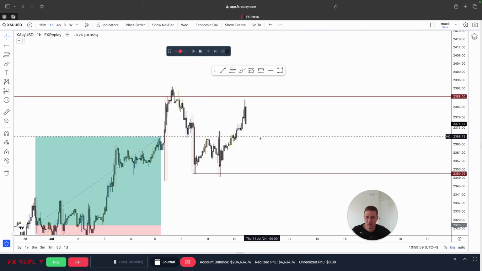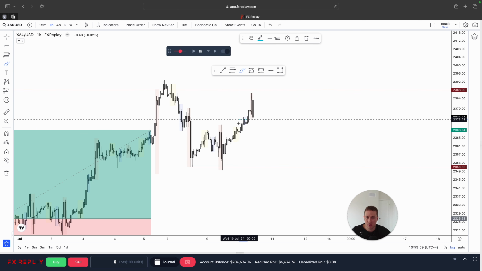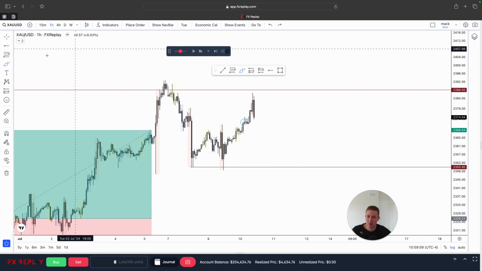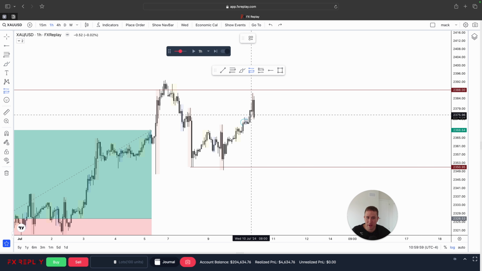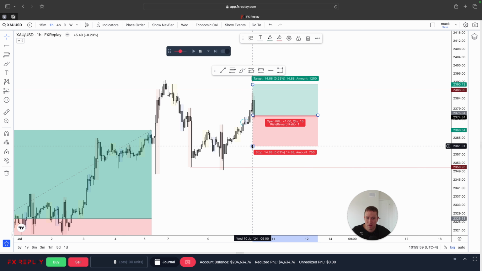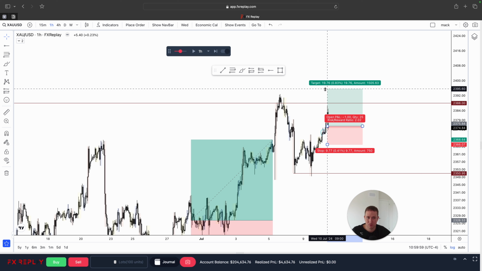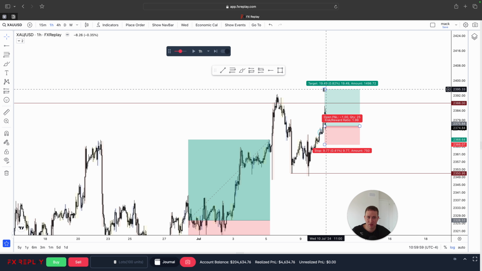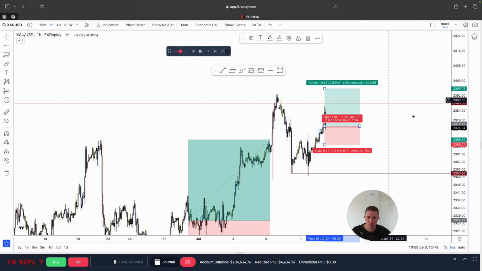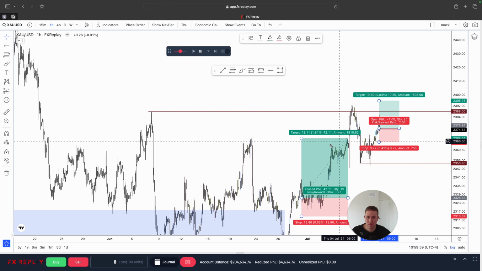Okay, this is nice. So look, we've had this area, we pushed up, broke down into our imbalance here, hourly break of structure. So now I can look to long again. Stop, we'll just put below these lows a bit. We'll target these highs here.